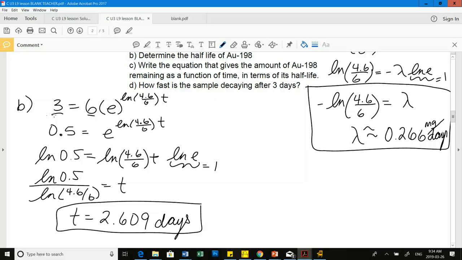Okay, write the equation that gives the amount of gold remaining as a function of time in terms of its half-life. Okay, so this is essentially just asking us to rewrite the function as a half-life. We'll do it down here.